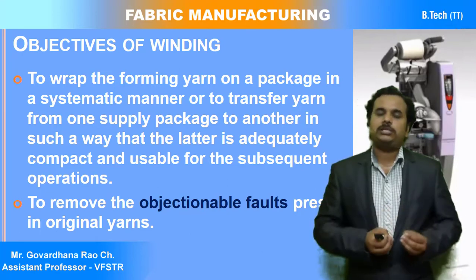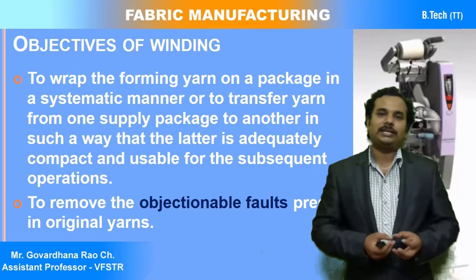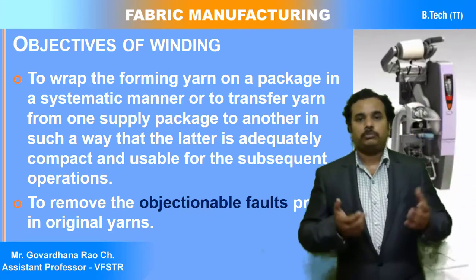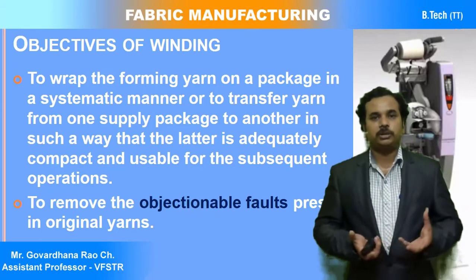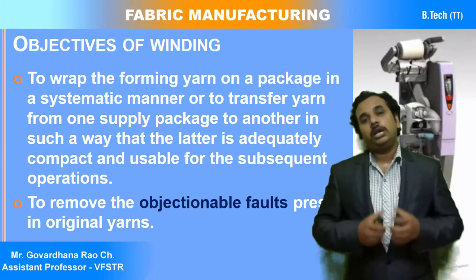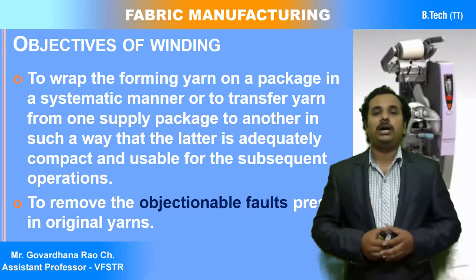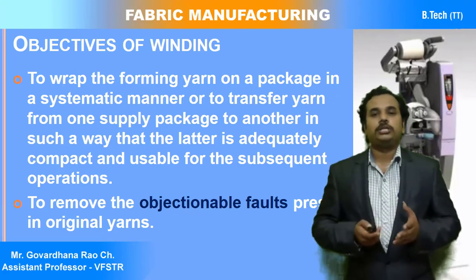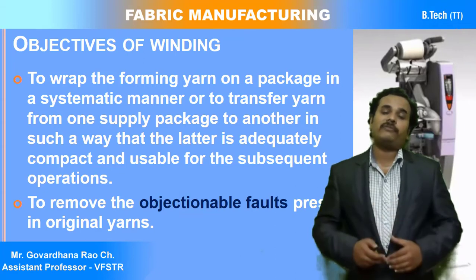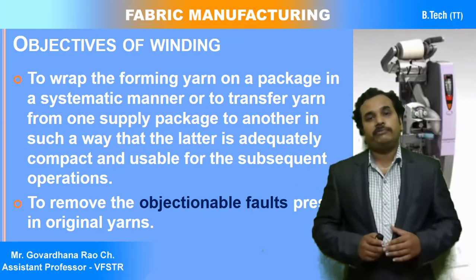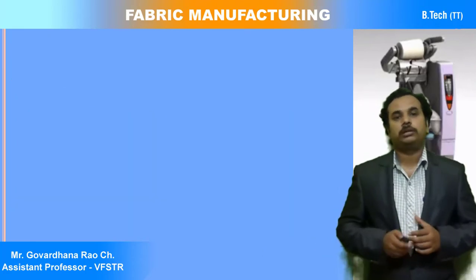the faults which are like thick places, thin places, slubs, naps. There are n number of objectionable faults. These are going to be removed by using the clearer mechanism which is available in the winding machine. So the removal of objectionable faults is one of the major objectives of the winding process.